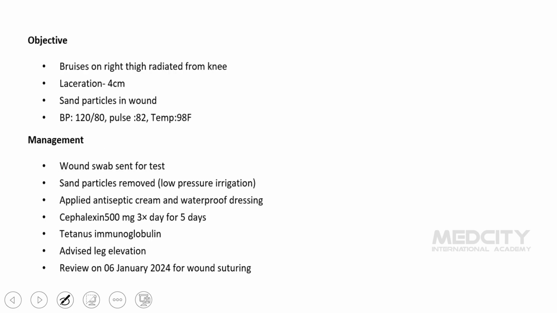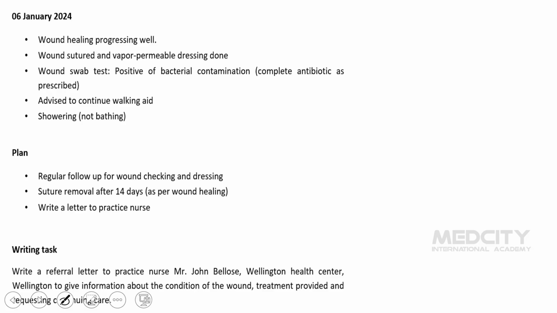Here we understand you're supposed to write a referral letter to a practice nurse. The reader is a practice nurse, it's a referral letter, and the purpose of writing the letter is requesting continuing care for the patient. Another thing you have to ensure is that in the letter you provide information about the condition of the patient's wound and the treatment that you have already provided. So make sure these two aspects are covered, and the purpose of the letter should be requesting continuing care. Now based on this, let's quickly do the data selection.